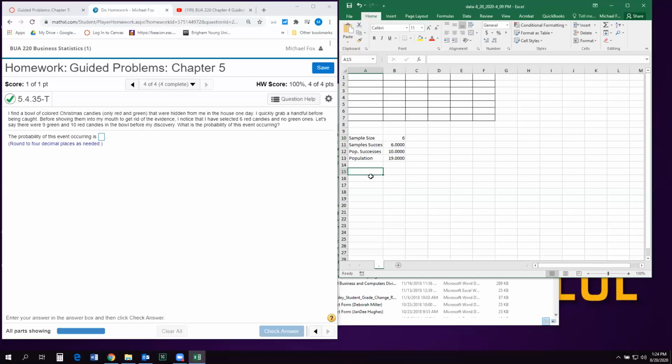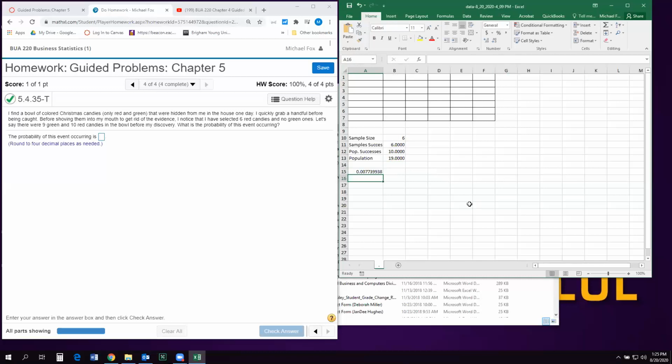Okay, so now we can use this function, hypgeom.dist, and it's going to want sample successes. That's what sample underscore S means, 6, comma, the number in the sample or sample size, comma, population successes, comma, population. Our cumulative is true. Whoops, all right, I did that backward. Our cumulative is false.